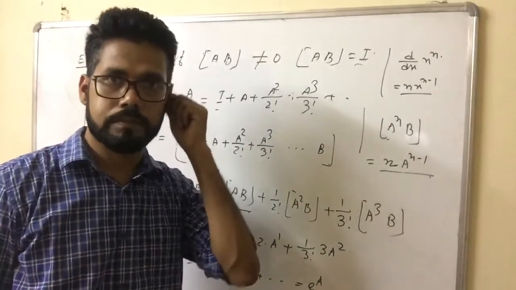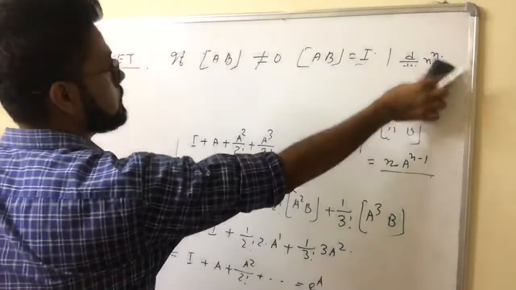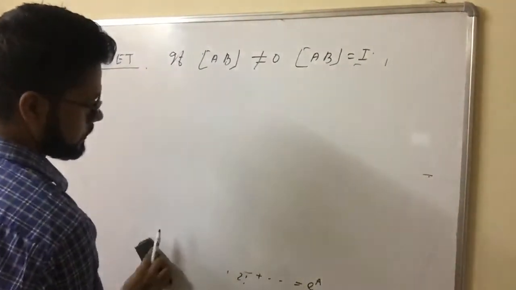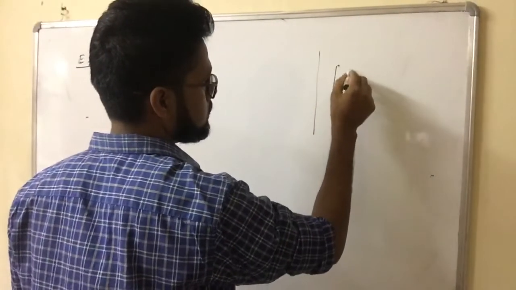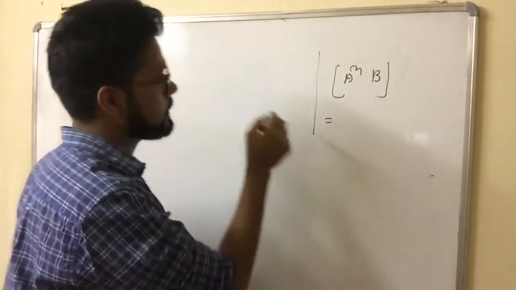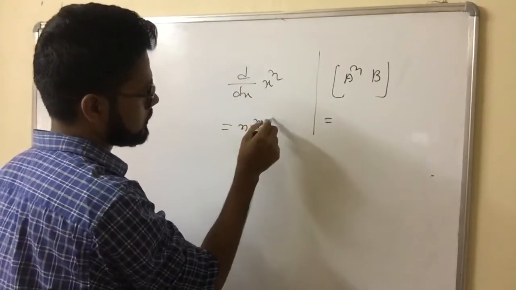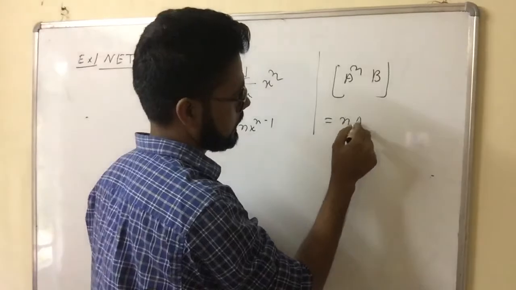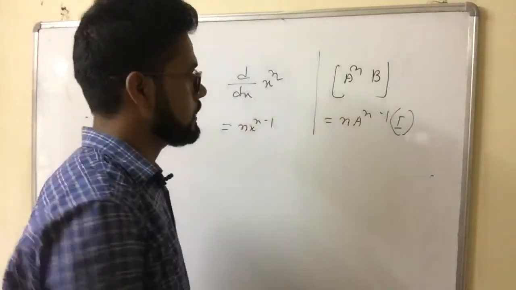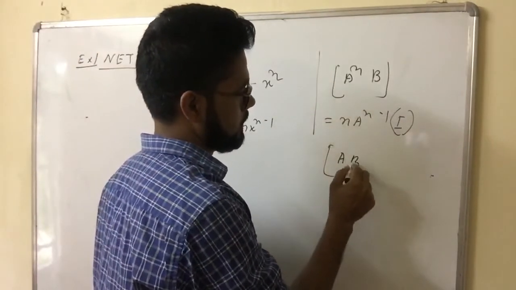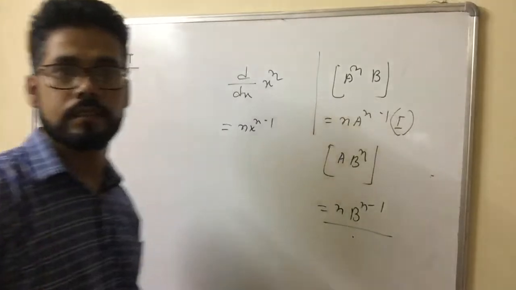This question comes in the NET exam. I think it is a 5-mark question. Similarly, here is another example that also comes in the NET exam. This formula I have not given, but you should remember it: A to the power n B equals just the differentiation. Remember the differentiation of x to the power n is n x to the power n minus 1. In the same way here, n A to the power n minus 1. The unit vector you can represent it, but it is not necessary. Similarly, if I do A B to the power n, then I have n B to the power n minus 1. This is the property. Always remember.